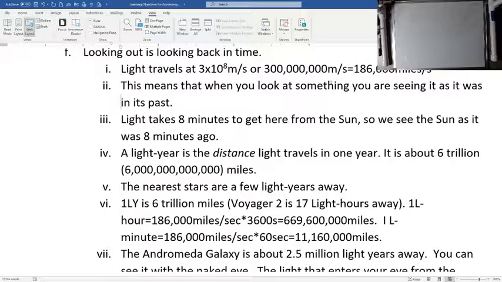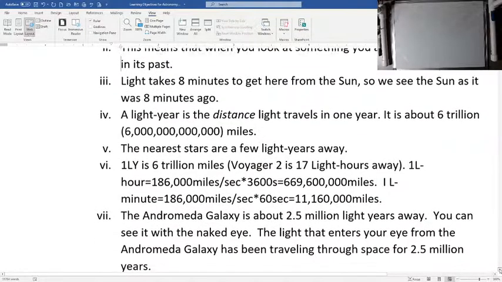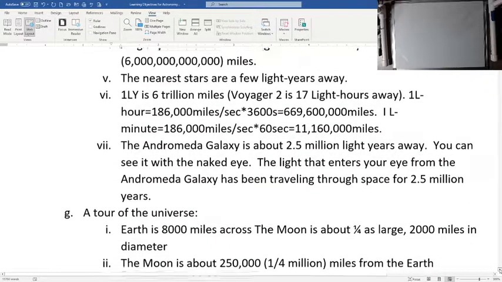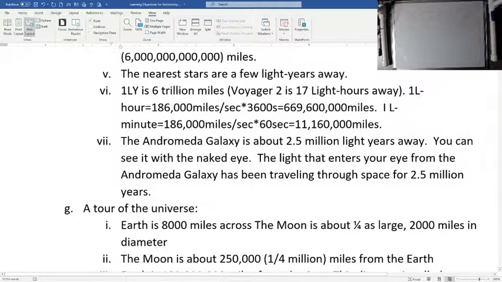Right? In fact, that number is so large it's difficult to wrap our head around it or to put it in any real context. But astronomically, even that's not a very big number. So a light year is about 6 trillion miles. You can see here the Voyager 2, which is the farthest man-made object from Earth, I believe, is about 17 light hours away.